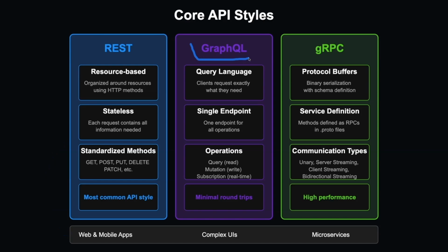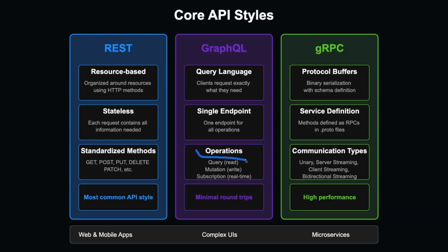Next we have GraphQL, which is the second most common API style after the REST APIs. GraphQL is a query language that allows clients to request exactly what they need. This means that it comes with a single endpoint for all of the operations, and we can choose what we are expecting to receive from this API by providing the payload in the request.